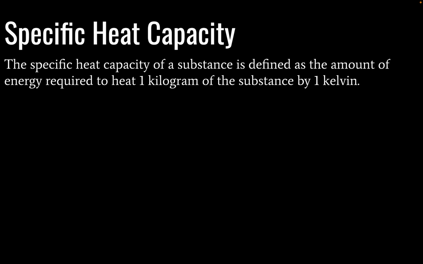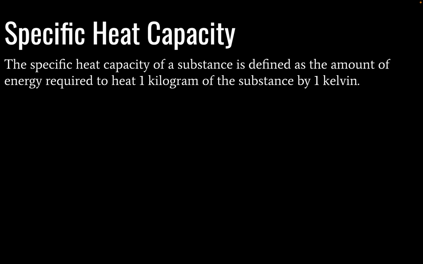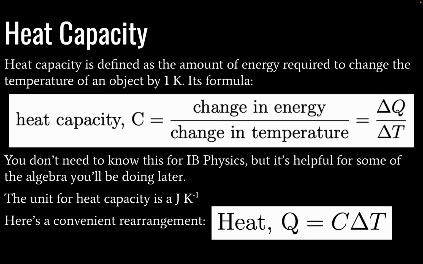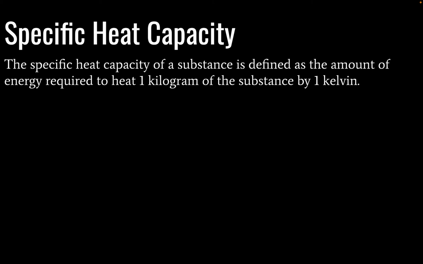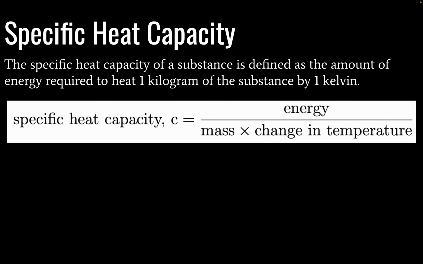Okay, so specific heat capacity of a substance is defined by the amount of energy required to heat 1 kilogram of the substance by 1 Kelvin. So now we've added a specific mass to our equation, and this is going to be the primary difference between specific heat and specific heat capacity. Before, we're just looking at an object, but here we're looking at the mass of a substance. Okay, so specific heat capacity then is defined, and note that here we have our small c, not a capital C. This is defined as energy per mass times change in temperature. Okay, there we go.